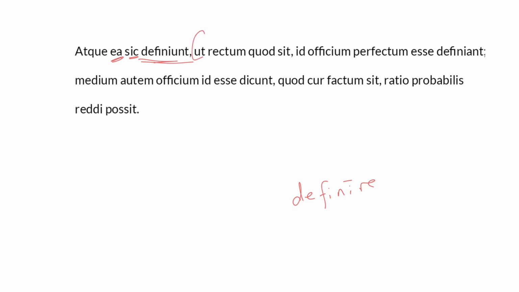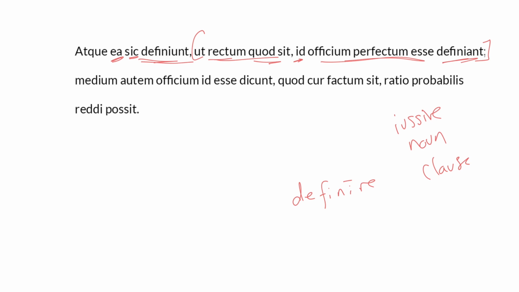Now the ut here through definiant, I'm taking as an object clause, a usive noun clause, as it is sometimes called by the grammarians. They define it as such. That rectum quod sit rectum, that which is proper, they define, definiant, that's our subjunctive in the usive noun clause, that thing id, to be the officium perfectum.